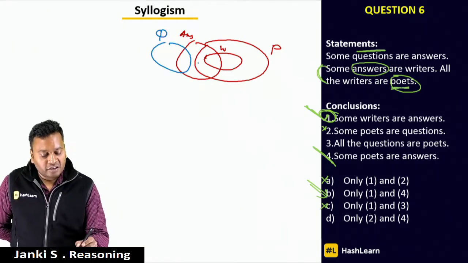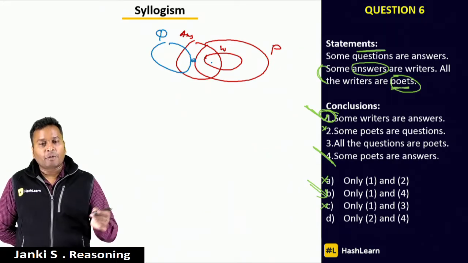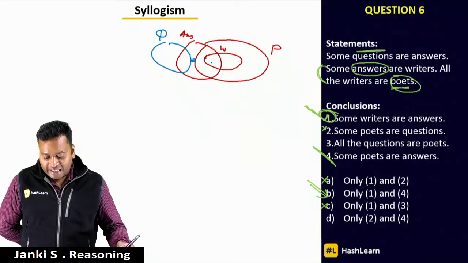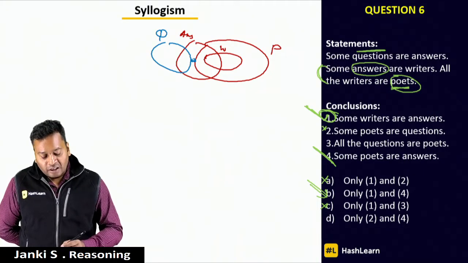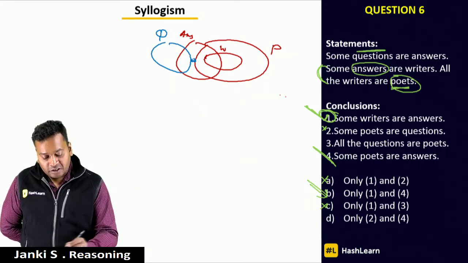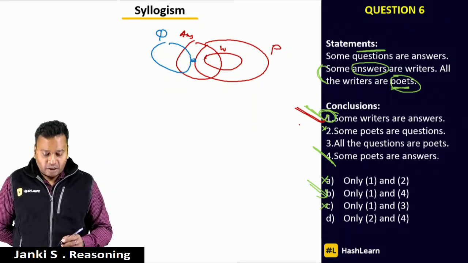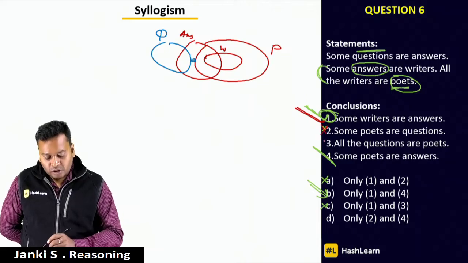But what is the relation between these? We are not sure about this. Can be possible, cannot be possible, right? So let's check. So some writers are answers. If you consider the first one, some writers are answer here. That is true, right? So this is true here. Some poets are questions, not possible, right?